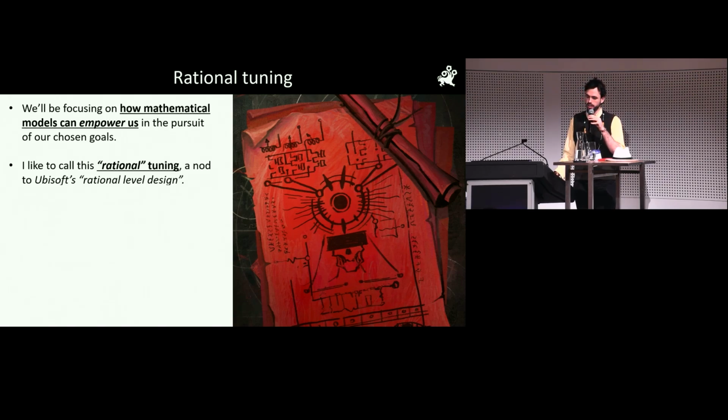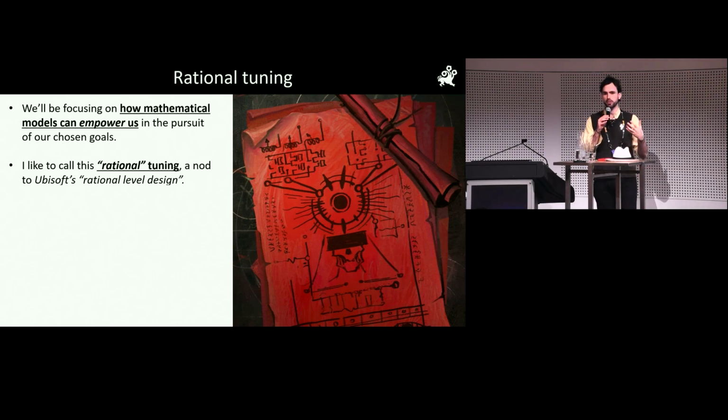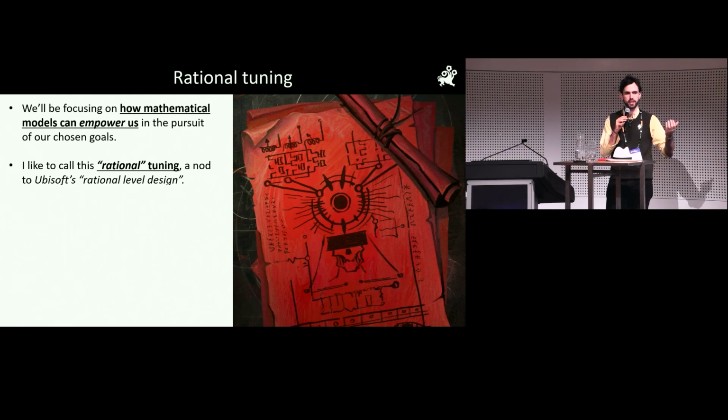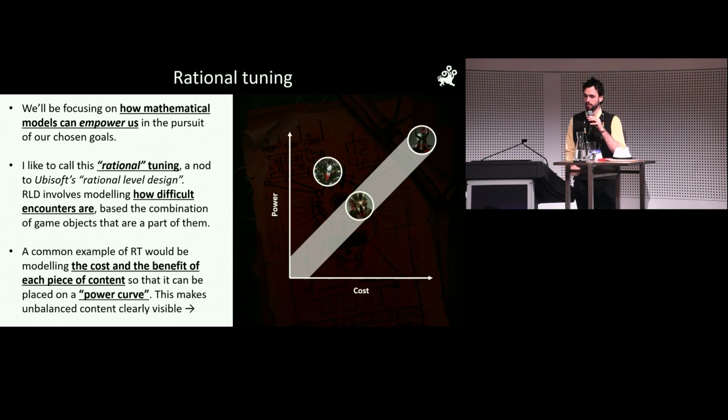So rational tuning is a kind of nod to Ubisoft's rational game design. I don't know if anyone's heard of rational level design here. Hands up if you have. Right, a few people. As I said, I spent 13 years in France, so this whole Cartesian mentality has seeped into my brain. I've also worked on AI quite a lot, so the idea of using heuristics to calculate how powerful something is is very natural to me. And obviously Ubisoft is a French company, so this idea of designing in a rational way is very, very French. So, rational level design.